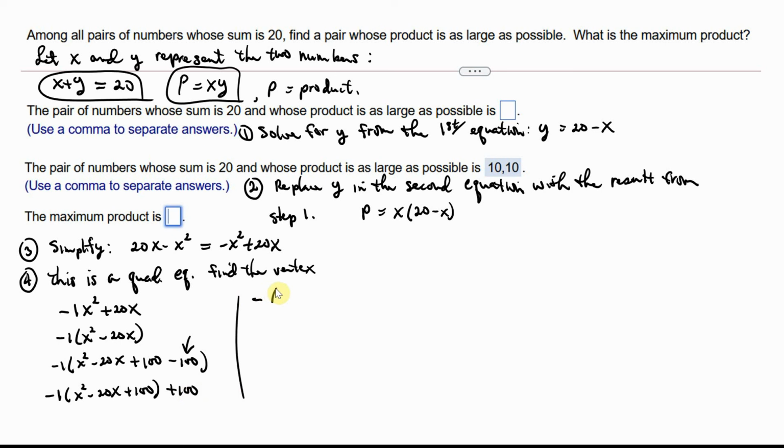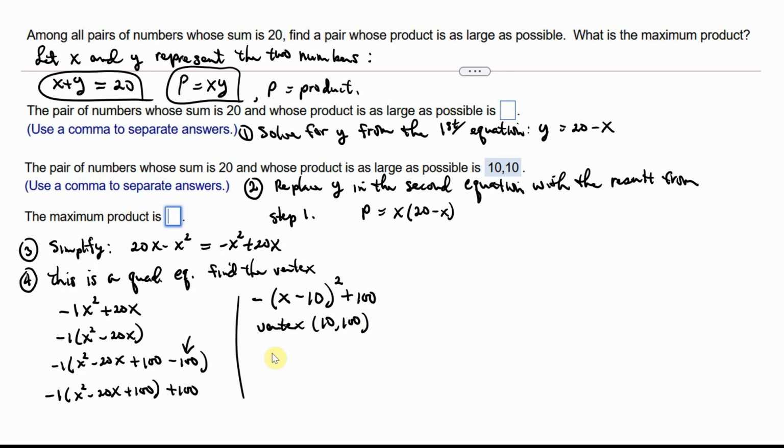I can factor the parentheses. It's a perfect square trinomial. It's always the square root of the first term and then the square root of the last term. So it's just x, and it takes the sign right there in the middle, negative 20. So it's x minus 10 squared plus 100. The vertex, what I need, is 10, comma, 100.